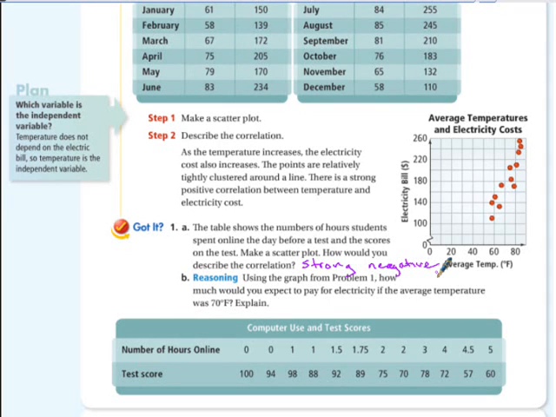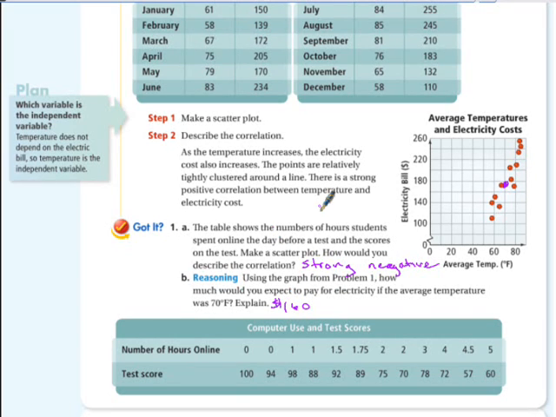And then using the graph from problem 1, how much would you expect to pay for electricity if the average temperature was 70? So this is just a ballpark, give or take how much, just based on the picture, not doing any actual math. So go ahead and take a look at the picture here. If we go to 70 and we go up, that's somewhere in there, okay? So somewhere in the neighborhood of $160 a month.